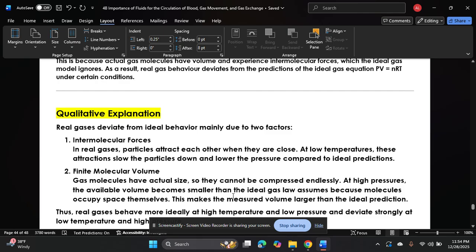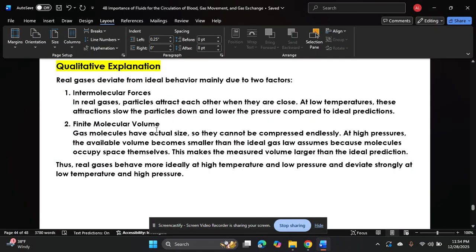In real gases, particles attract each other, and when they are close, at low temperature, these attractions slow the particles down and lower pressure compared to ideal predictions, right? Finite molecular volume. Gas molecules have actual size, so they cannot be compressed endlessly. At high pressures, the available volume becomes smaller than the ideal gas law assumes because molecules occupy space between themselves. This makes the measured volume larger than the ideal prediction, right?